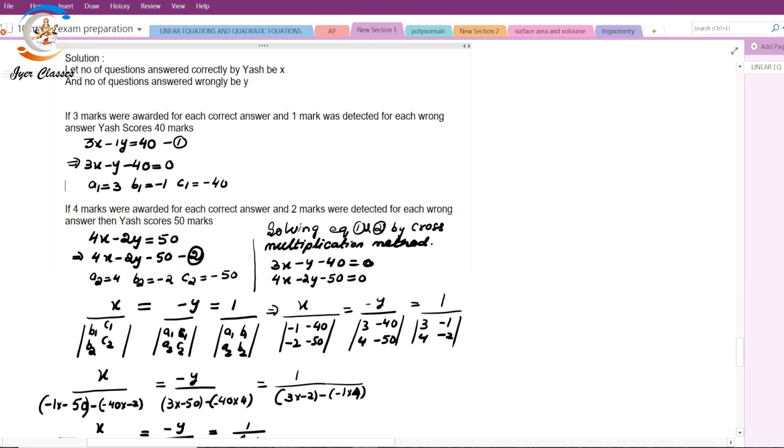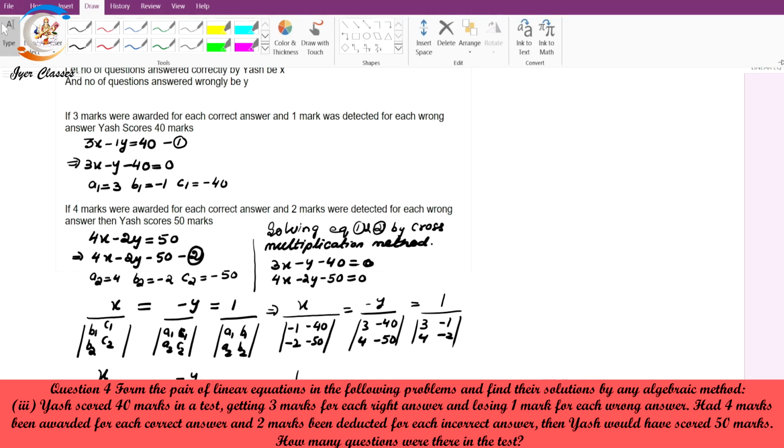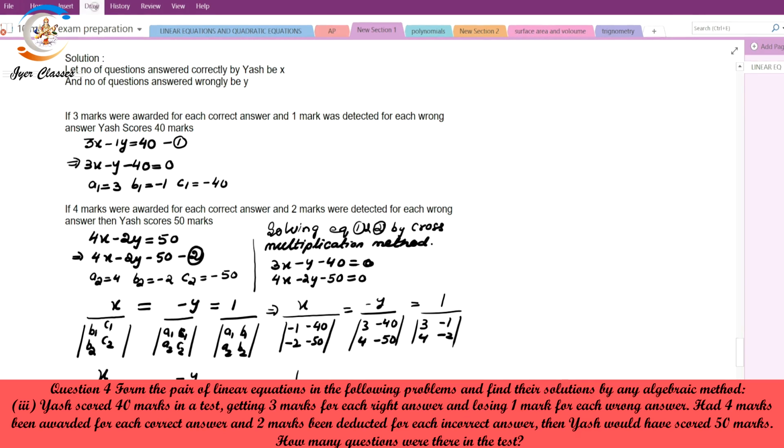Okay. In the next question, Yash is answering competitive examinations, where there are plus marks for his right answers and negative marking for the wrong answers. Right. Now let the number of correct questions answered by Yash be x, and the number of questions answered wrongly by Yash be y. Now, according to the first condition, if 3 marks were awarded for each correct answer and 1 mark was deducted for each wrong answer, Yash scores 40 marks.